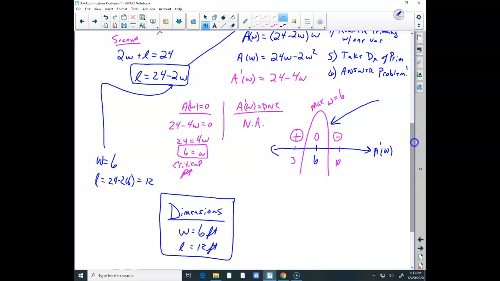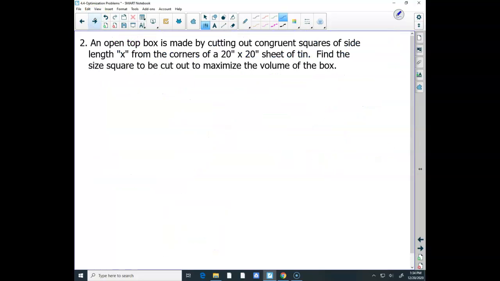All right. So we could do that with one variable, but we're going to cruise through it writing a system. Okay. So now number 2. An open top box is made by cutting out congruent squares of side length X from the corners of a 20 by 20 sheet of tin. Find the size square to be cut out to maximize the volume of the box.